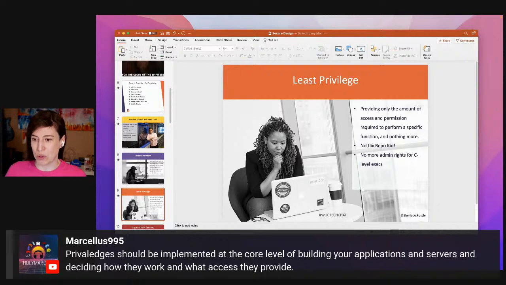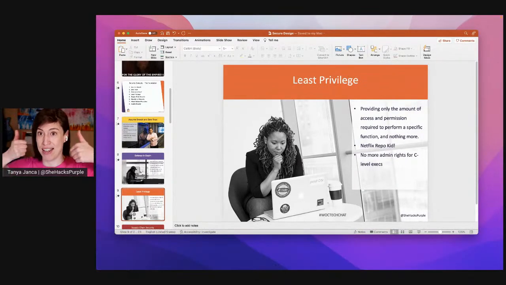Giving access based on role and need to know. Oh yes, Tania, need to know is really important. Okay, so privileges should be implemented at the core level of building your applications and servers and deciding how they work and what access to provide. Yes. Marcellus 995. Yes, that's so good. Okay, all of you are awesome.